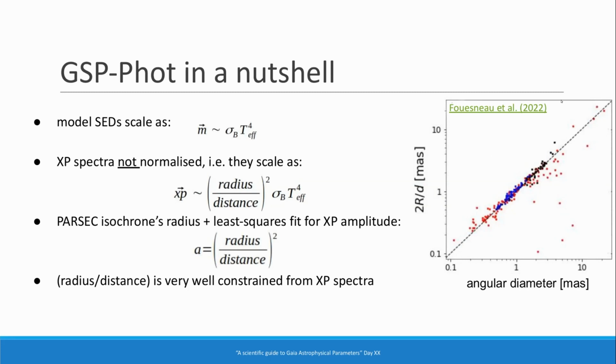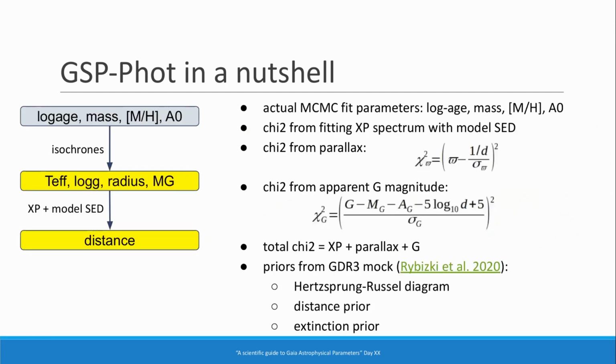And this is what I'm showing here on the right-hand side. These are GSPPhot results. So from this amplitude, if you take the square root of this amplitude and multiply it by 2, you get the angular diameter of the star. And if you compare that to ground-based measurements, you get a very tight correlation. So this radius over distance is very well constrained. And this is a characteristic of the XP spectra. Yeah. And GSPPhot is just exploiting that. All right. So how does that work in even more detail?